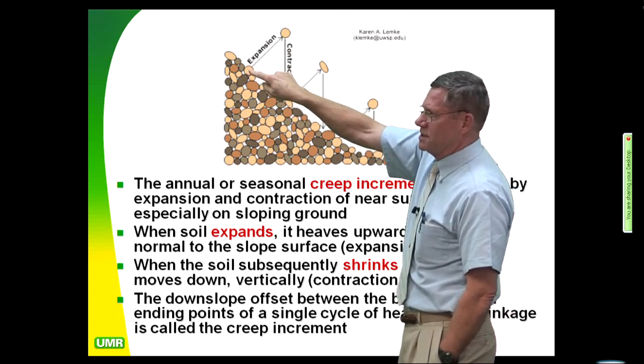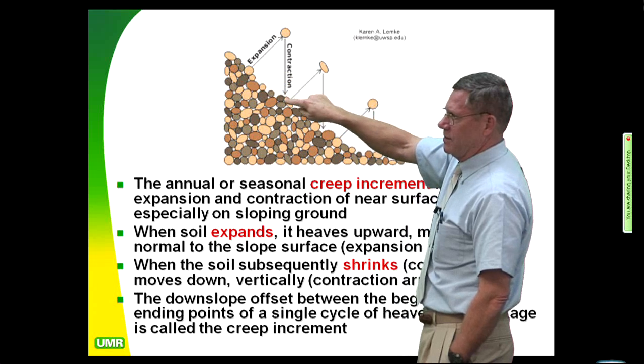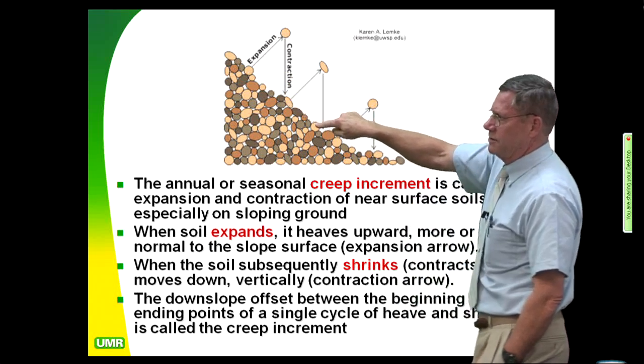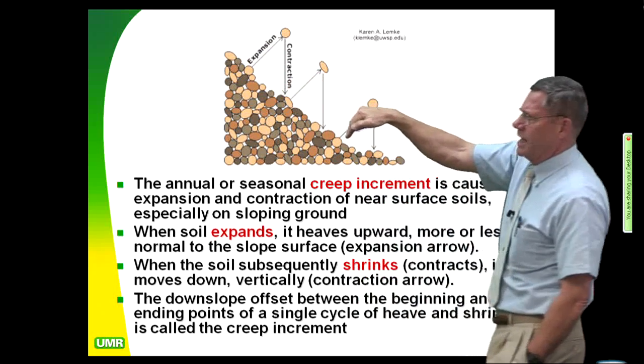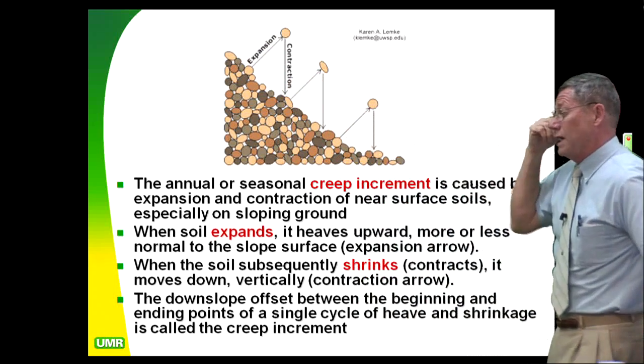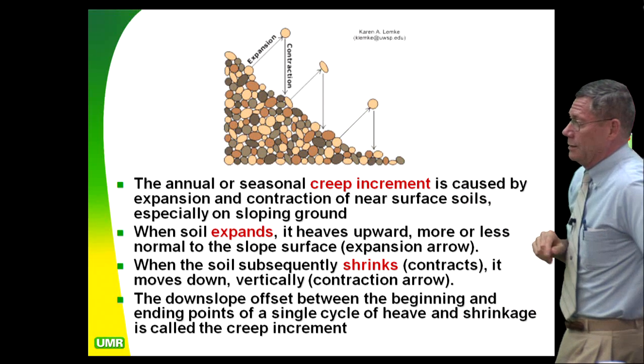So you started here September of last year. By September the next year, you're here. The next year, you're here. And it's never exactly the same year to year. It depends on how severe the weather cycle was in that particular year. But that's what's going on.